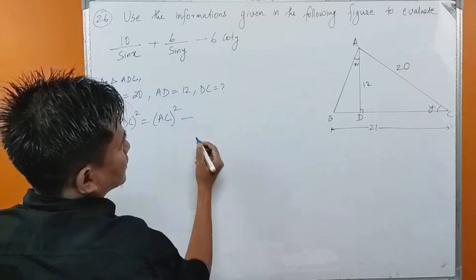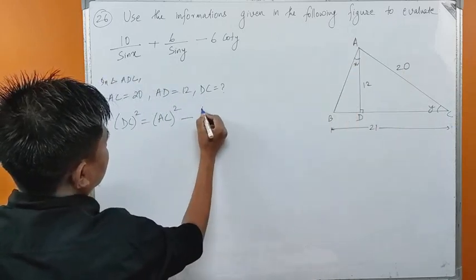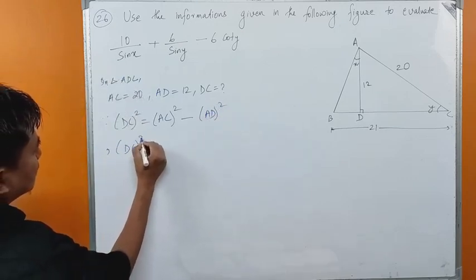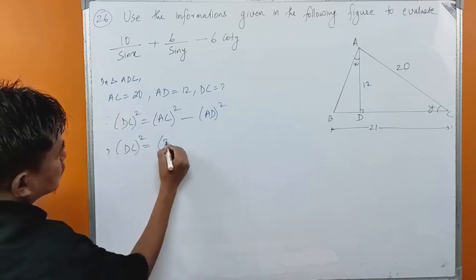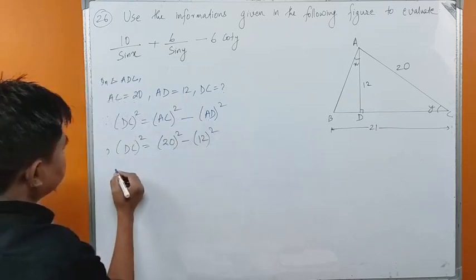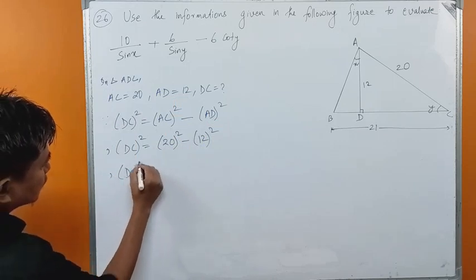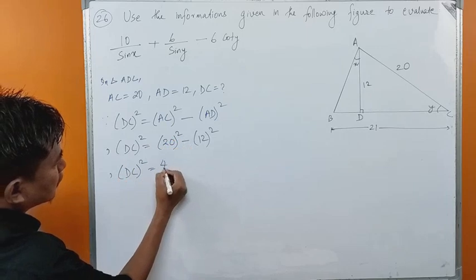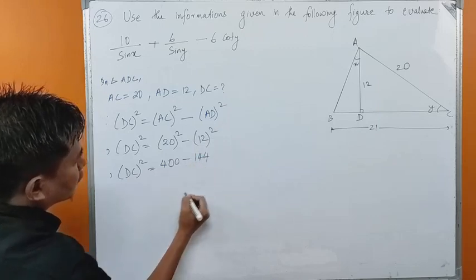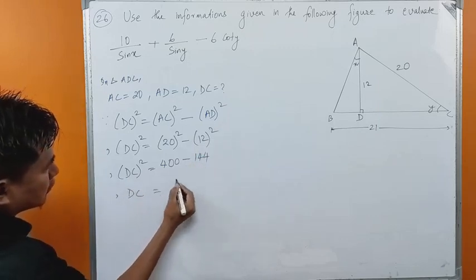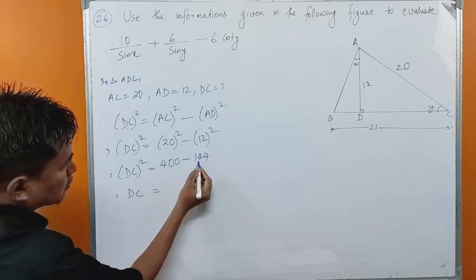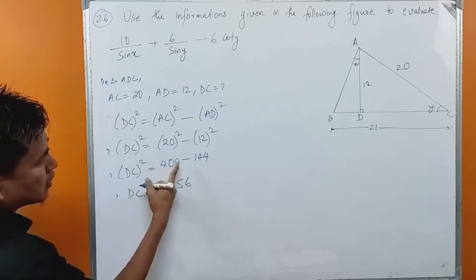AC square minus perpendicular AD square, or DC squared equals, what is AC? AC is 20, so 20 squared minus AD is 12 squared. Or DC squared equals 20 squared, 2 squared is 4, single 0 squared is double 0, okay, minus 12 squared is 144. Or DC squared equals 400 minus 144, isn't it? 10 minus 4 is 6, okay, this becomes 9, 9 minus 4 is 5, this is 3 minus 1 is 2.